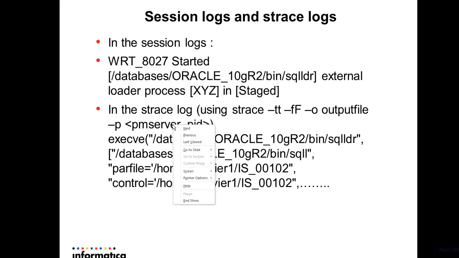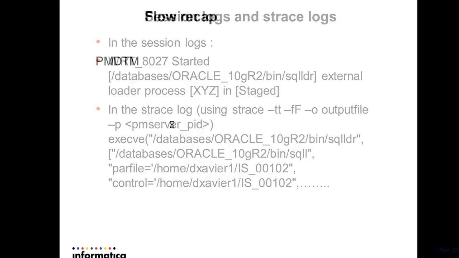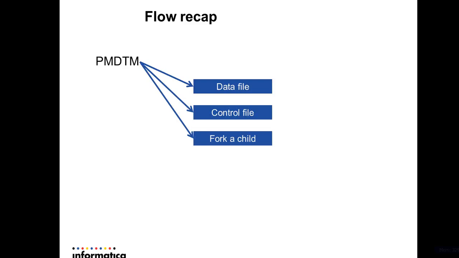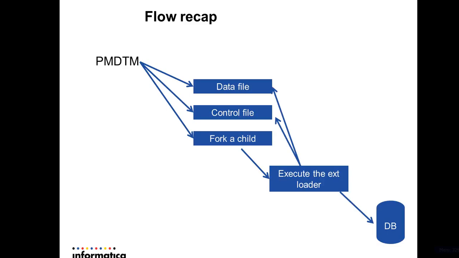So in a nutshell, the flow of PMDTM is as follows. It creates the data file, it creates the control file, it forks a child process, and it starts the external loader in the child process. The external loader reads the data from the data file that was created in the staged mode. It also gets the metadata from the control file that was created and goes ahead and loads data into the database.